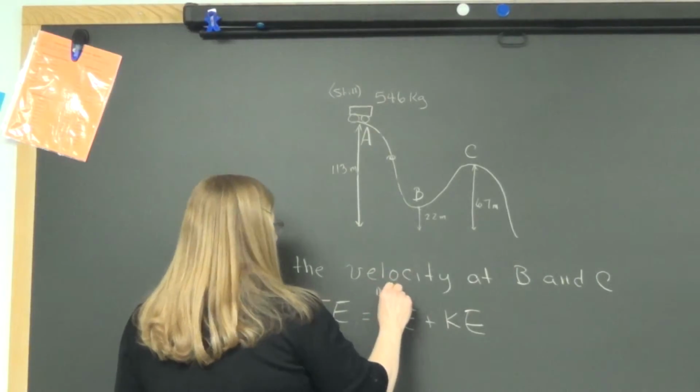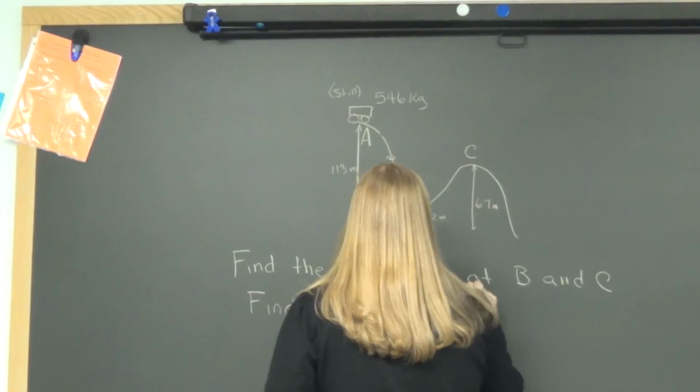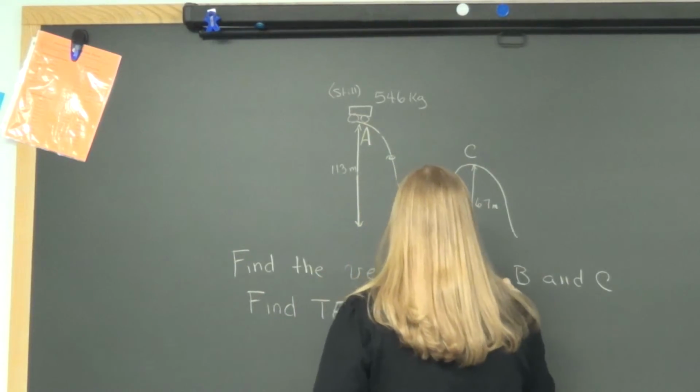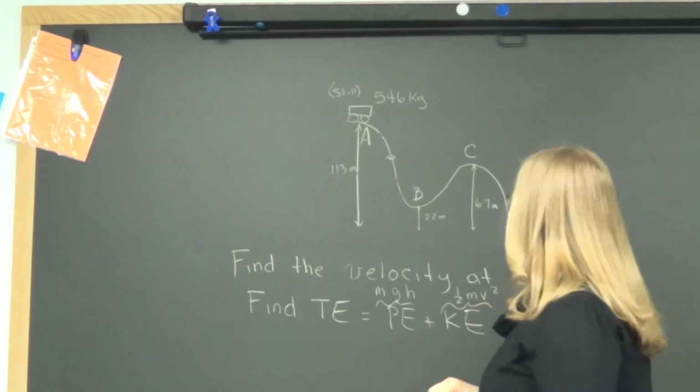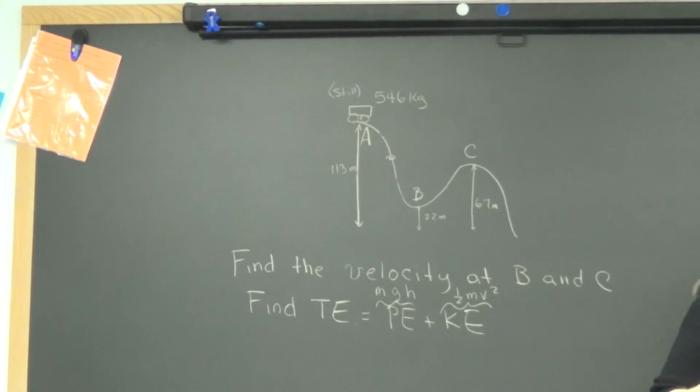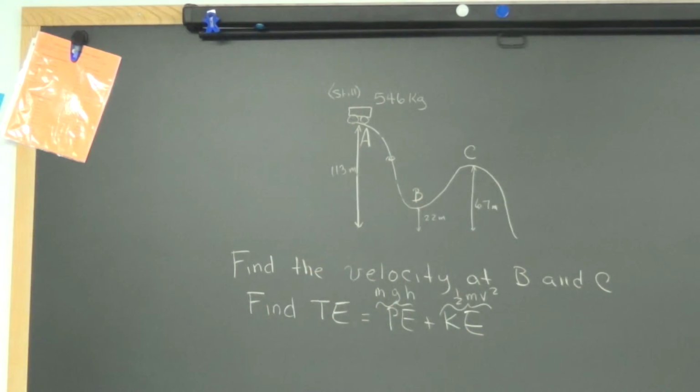So pick another spot. Where else could I go? Remember, PE is mgh and KE is 1/2 mv squared. So where can I go to find total energy? You can pretty much find total energy anywhere, right? You can if you have the information. So where do we have the information right now to get it? What point?